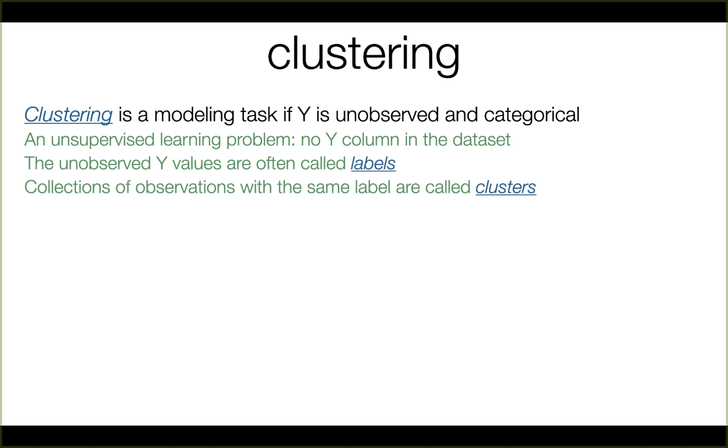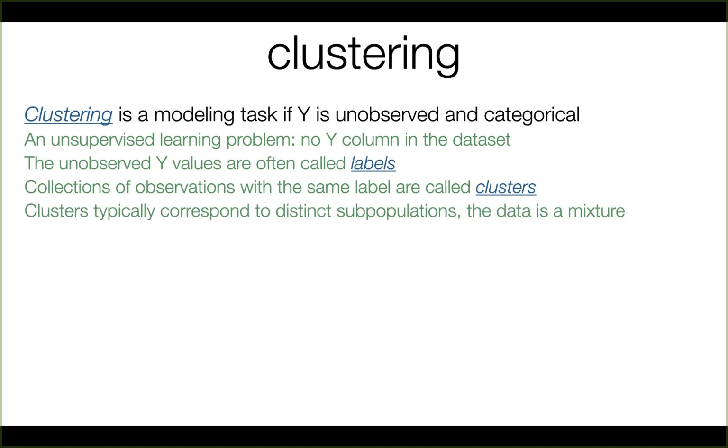In reality, clusters typically correspond to something like distinct subpopulations, and the data that you observe is a mixture of those subpopulations in unknown quantities. For example, 25% of your data could come from subpopulation A and 75% from subpopulation B. Worse, the number of subpopulations is almost always unknown. So this is another challenge of the clustering problem.